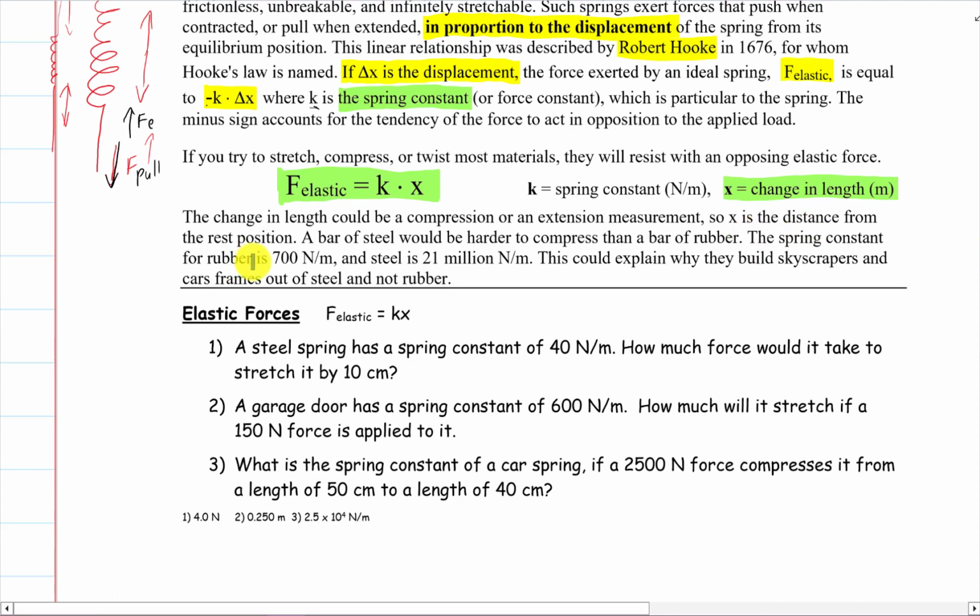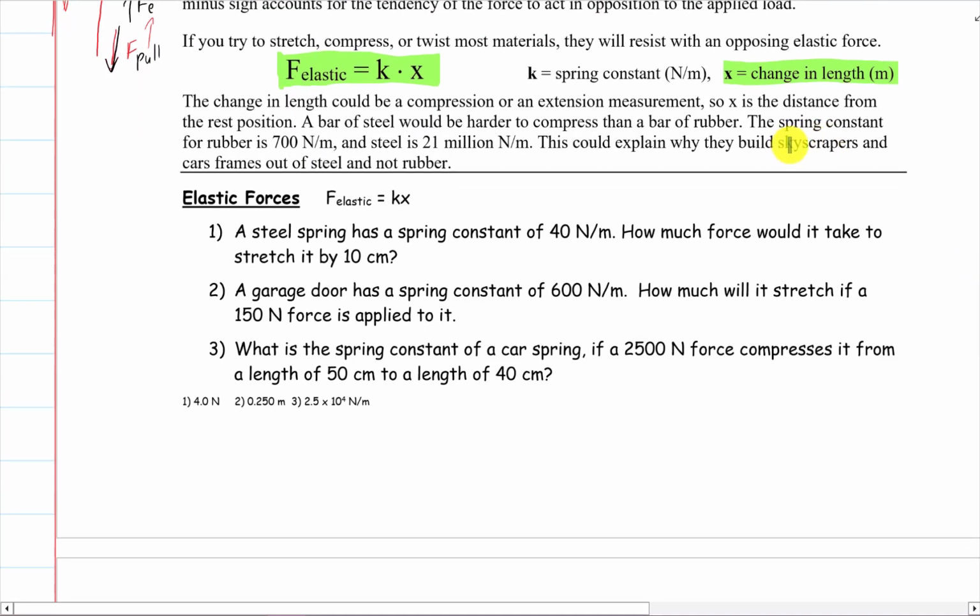So the spring constant of a rubber band is about 700 newtons per meter. But you know, the steel in a building is about 21 million newtons per meter. So it does compress. The steel structure does get thinner, or squashed down, but not very much. And that's probably also why we make skyscrapers out of steel and not rubber. So let's just get using this simple equation.